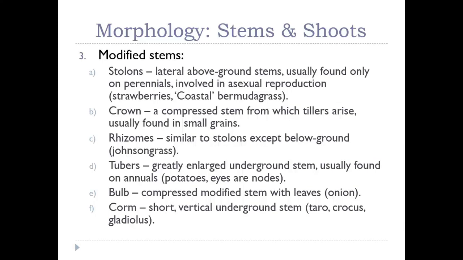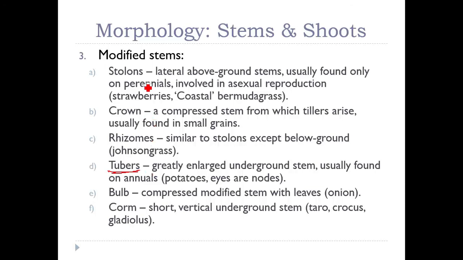Some types of modified stems that we have: there's the basic stem that is vertical and has the leaves and other stems attached to it, but we have modifications, one of which I've already mentioned, the tuber, the potato. The tuber is an underground stem, greatly enlarged. The potato is a good example, usually found on annual plants, with the eyes being nodes. Because the nodes are there, it is a stem, so it's classified not as a root, even though it grows underground, but as a tuber.